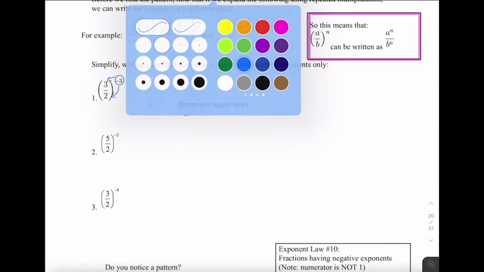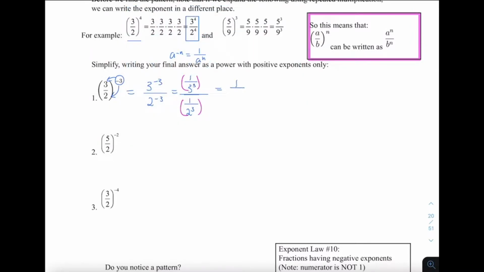And if you recall, the way we divide fractions is we multiply by the reciprocal of the denominator. And then we multiply. So what we'll notice here is that 3 over 2 to the power of negative 3 simplifies to 2 to the positive 3 over 3 to the positive 3. So let's do one more of these, and hopefully we can begin to see a pattern.